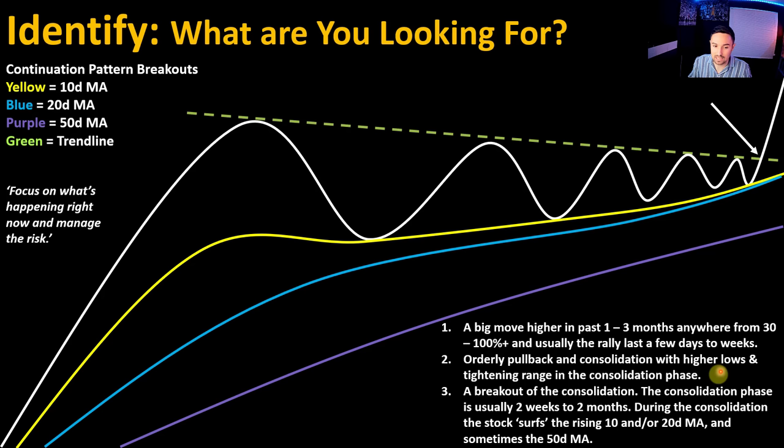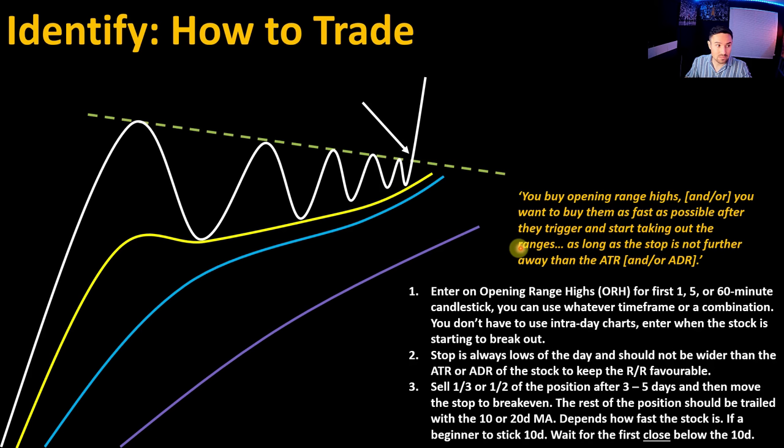It's very similar, if you've read Minervini's book, to the Volatility Contraction Pattern. Volatility contracts from left to right, preferably with volume drying up as well. A breakout of the consolidation phase is usually 2 weeks to 2 months, so somewhere between 2 weeks and eight-ish weeks, maybe 10-ish weeks as well. During the consolidation phase, the stock surfs the rising 10 and/or 20-day moving average and sometimes the 50. This is an important point and we'll get onto it. I'll explain it on the next slide.